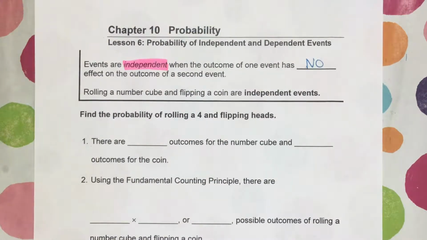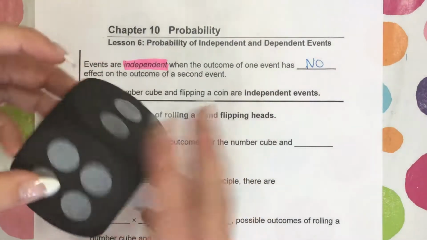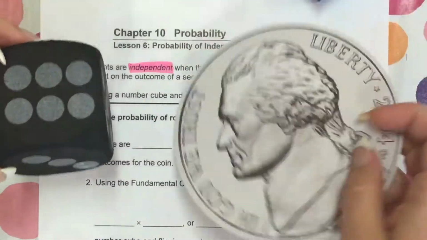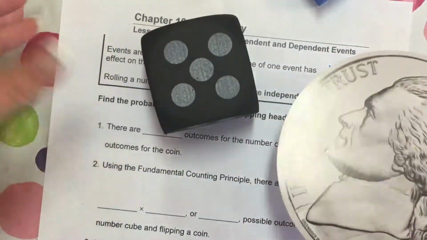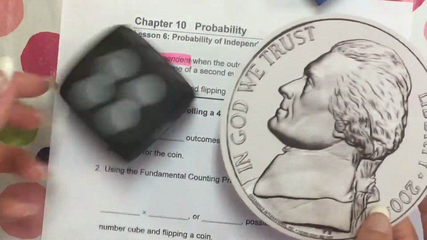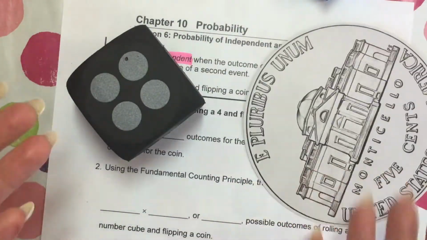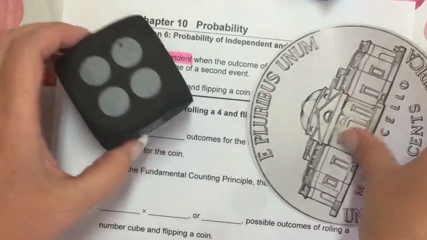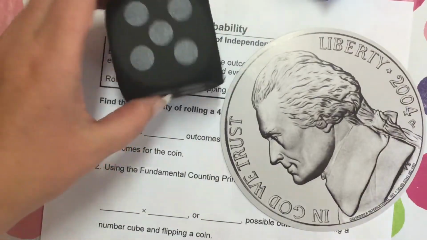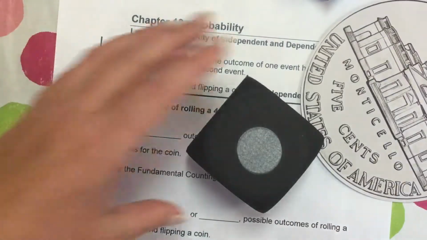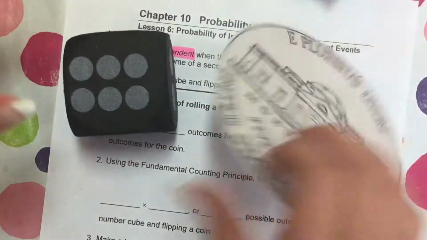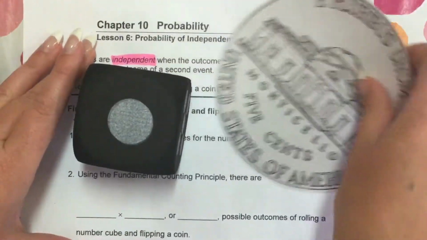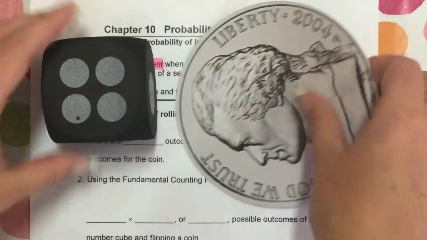Those are independent events. So if I have a number cube here and I'm flipping it, and I also have a coin, if I flip a tails, that has nothing to do with what the cube does. Or if I roll the cube and I flip the coin, they have no effect on each other. They're totally independent of each other. So if I did both of these at the same time, these would be considered independent events.